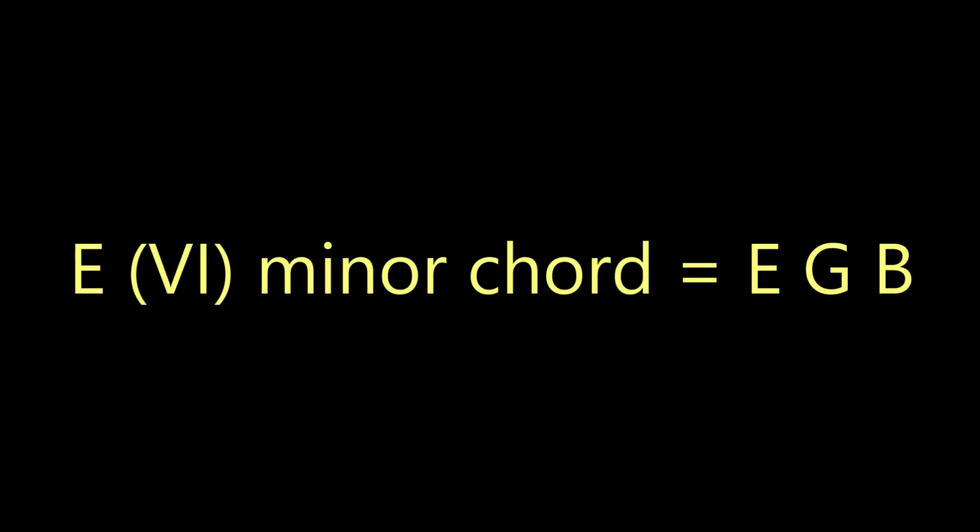If we start on E and play every other note and stop after 3 notes, we get E, G, and B, which are the notes of the E minor chord. Because the root of the chord is E, the 6th note in the G major scale, we call this the 6 chord in the key of G.